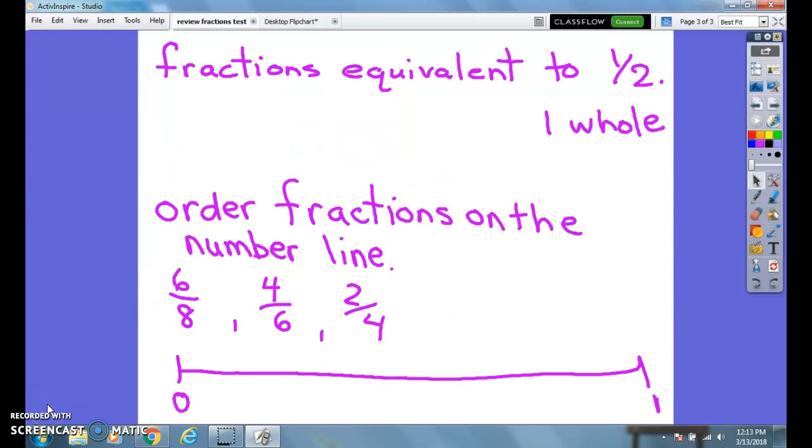On this final last page, you will have to show me fractions equivalent to 1/2. You will have to be able to write those fractions and draw them, examples of them. You will also have to find fractions equivalent to 1 whole, and be able to write them and be able to draw an example of them. Lastly, you're going to be able to look at different fractions with different denominators. You're going to be given one number line and you will have to solve that.